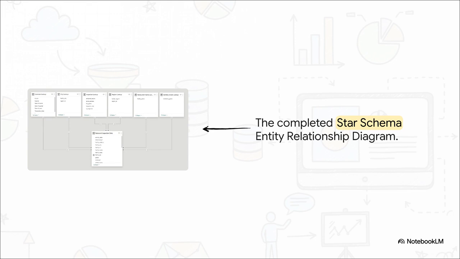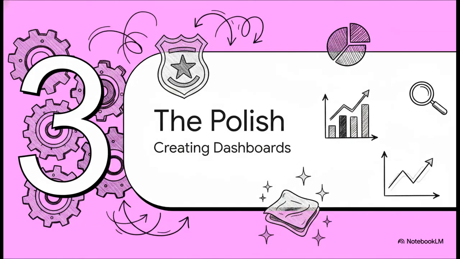This structure is basically the gold standard because it makes our reporting incredibly fast and allows us to slice our inspection data effortlessly by city, by inspector, or by specific date ranges. Now that we have a rock-solid, clean data model, we enter phase 3, the polish, creating the dashboards.